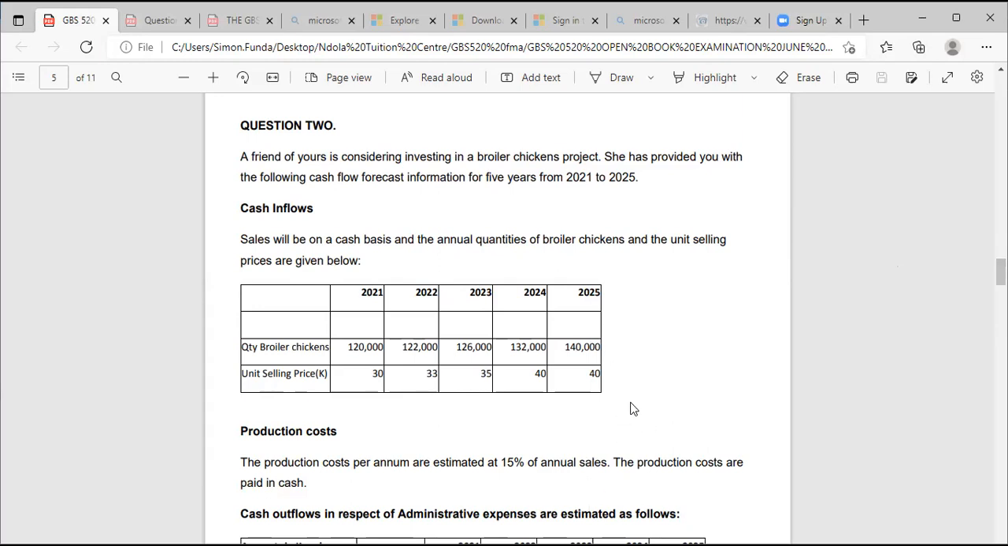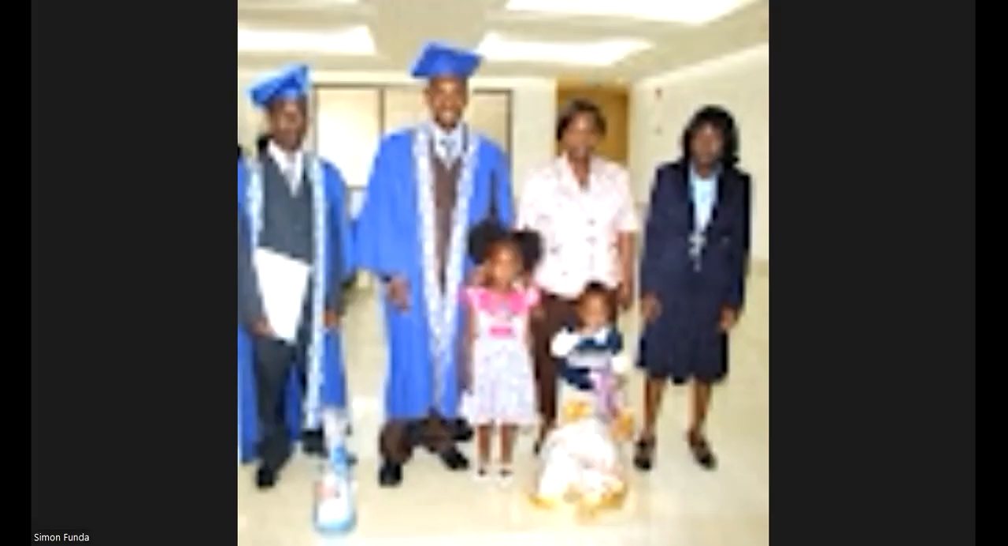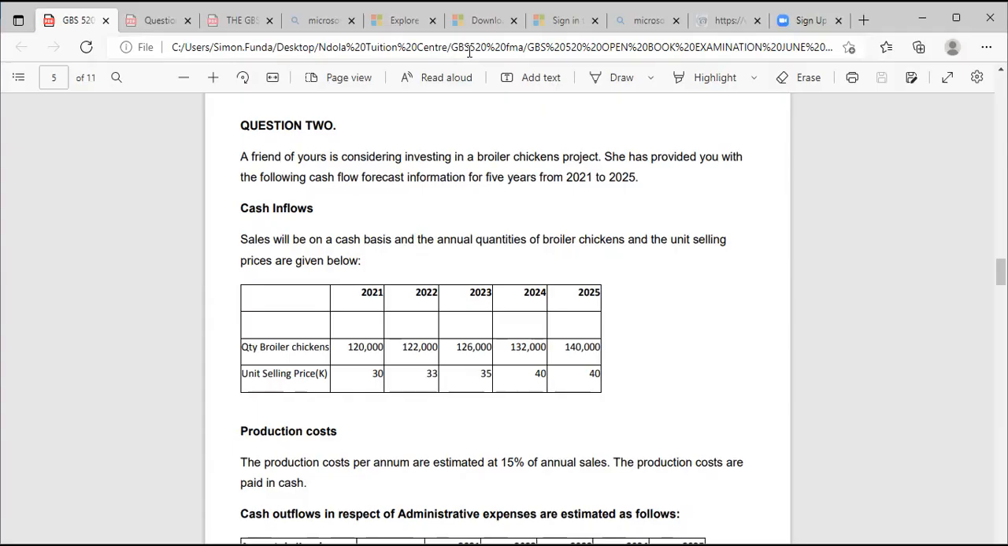We have established the total cost of investment, the initial cost of investment. So now we can answer the question. Let's open the whiteboard. Okay, so this is how we are going to go about the question.